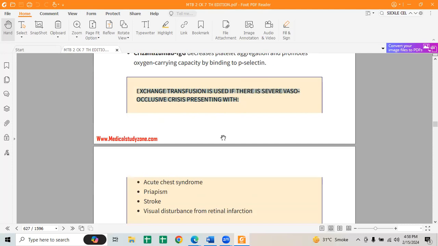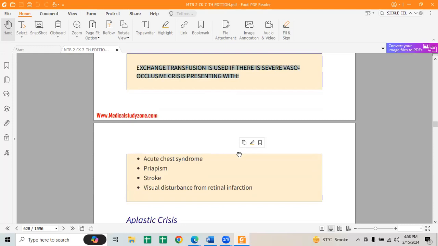Can you see this slide? What can I see on my screen, yes or no? Yes, sir. So exchange transfusion is used if there is a severe vaso-occlusive crisis presenting with acute chest syndrome, which Farhad did not explain to me. You just told oxygen, analgesic, hydration, antibiotic, but you did not mention the exchange transfusion, and it is very, very important. So consider it if there is chest syndrome, priapism, stroke meaning brain or eyes, or a major complication of sickle cell. In that case, you can use exchange transfusion in general.